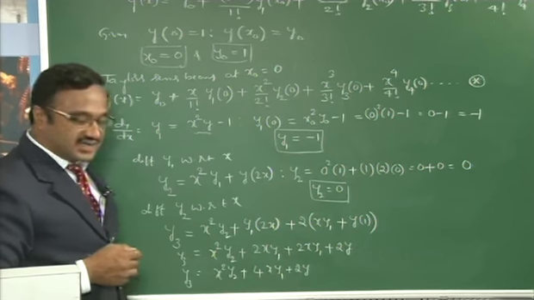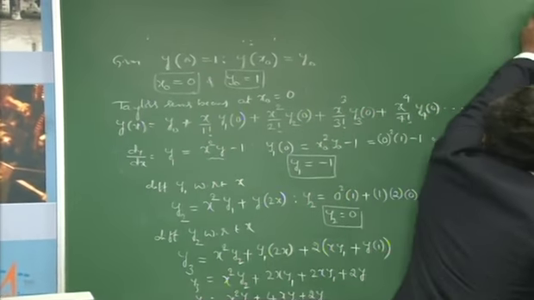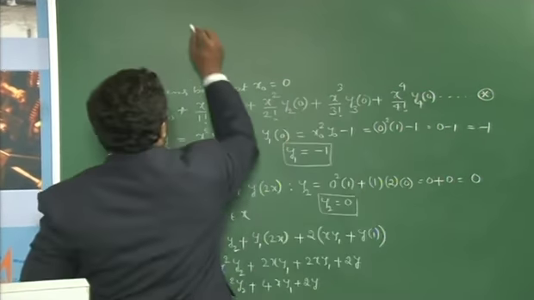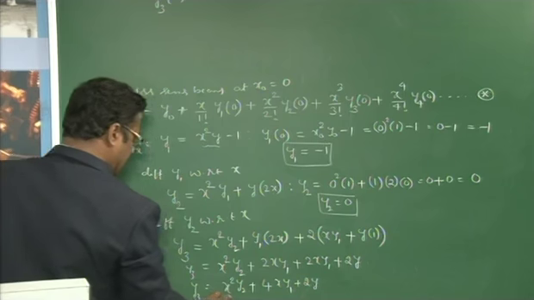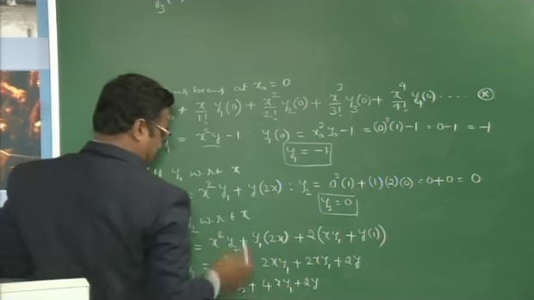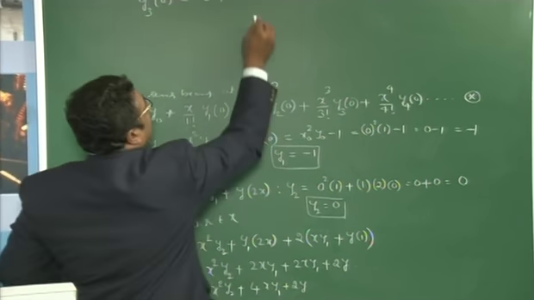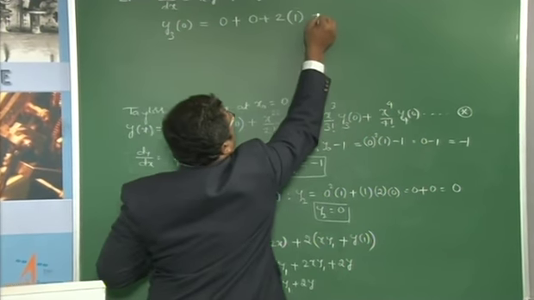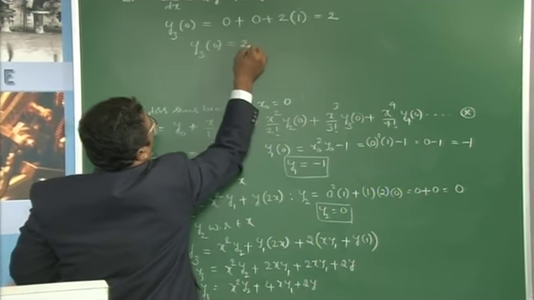Again substitute the point x naught equal to 0. For y3 at x naught equal to 0, this term is 0 because x naught is 0 and multiplied by anything is 0, plus this term is also 0 because x naught is 0, plus 2 into y, which is y naught, whose value is 1, giving 2. So finally y3 of 0 becomes 2.